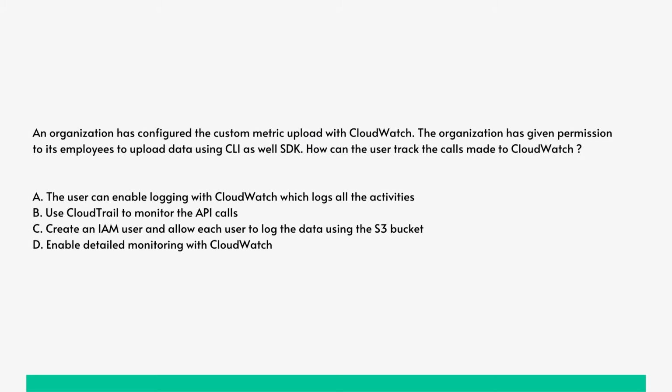An organization has configured the custom metric upload with CloudWatch. The organization has given permission to its employees to upload data using CLI as well as SDK. How can the user track the calls made to CloudWatch?